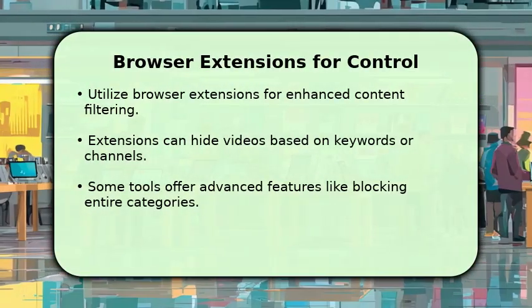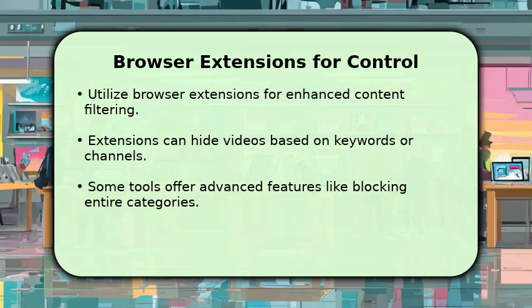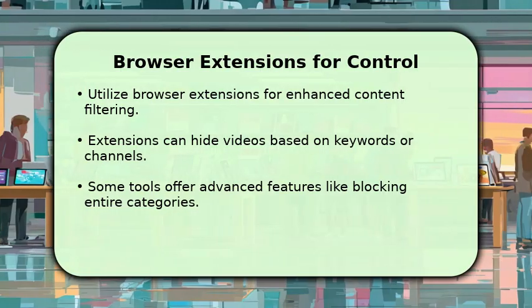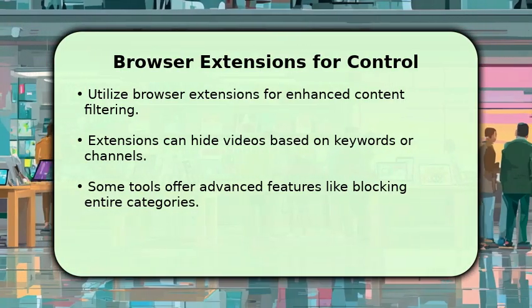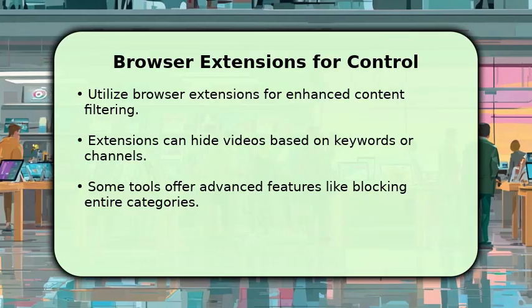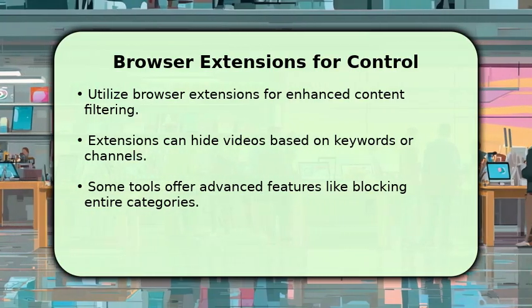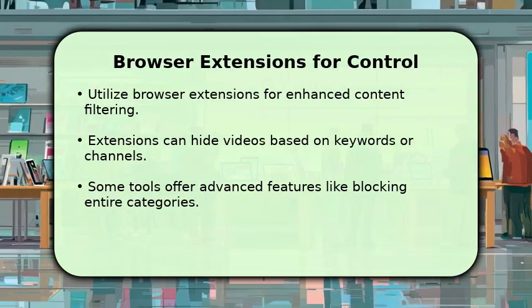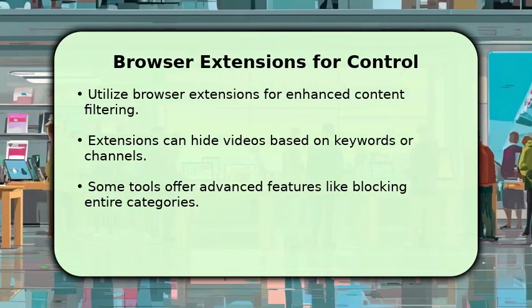For more robust control, consider using browser extensions. Tools like BlockTube or similar offerings can significantly enhance your viewing experience. These extensions allow you to hide videos from specific channels, block content containing certain keywords, or even filter out entire categories you'd rather not see.